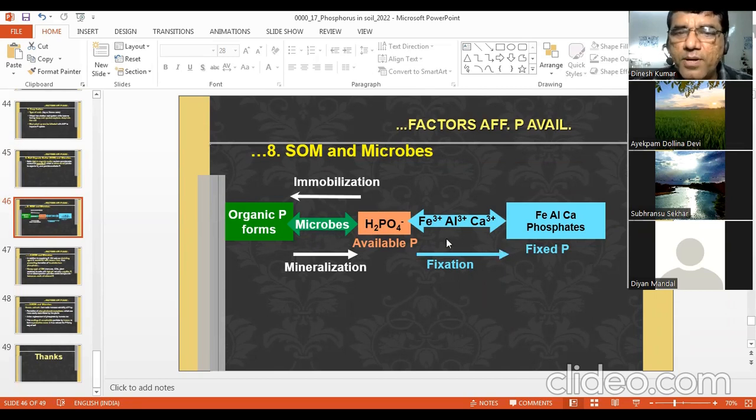Fixation can also happen. This process is immobilization. Conversion of available or inorganic phosphorus into organic form is immobilization. It can be part of microbes as well as part of organic matter. Then available phosphorus can react with iron, aluminum, calcium in acidic and alkaline pH, and it can be fixed. So this is how these microbes are also important.